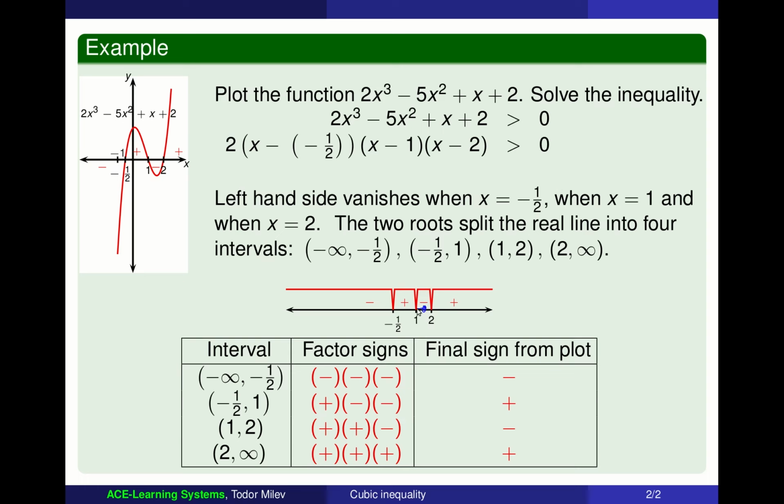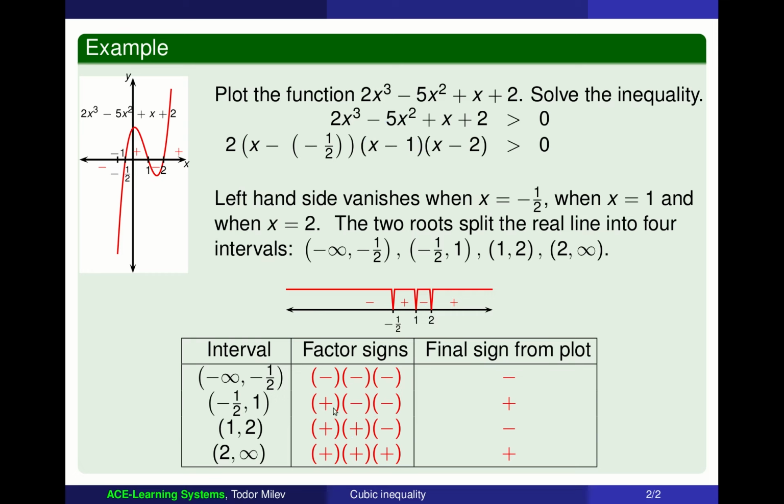Now suppose that x moves between those 2 intervals. So suppose that x transitions from the interval between 1 and 2 to the interval between negative 1/2 and 1. Well, this term is going to keep its sign, but the term x minus 1, since we just went across its 0, is going to change from positive to negative. So this term is going to change sign, and the other terms will remain unchanged. So exactly one term is going to change sign.